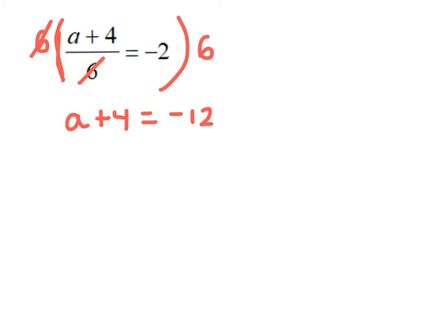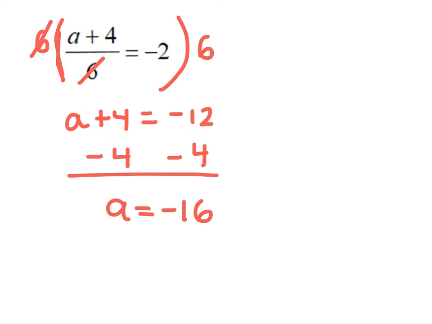Now we finish solving like a normal equation. So to isolate a, we have to subtract 4 to do our inverse operation. So we subtract 4 from both sides. That's going to give us that a is equal to -16.